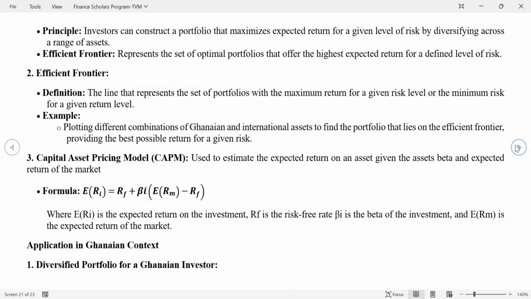And then you have the efficient frontier. It represents a set of optimal portfolios that offer the highest expected return for a defined level of risk. So you have different portfolios there. The efficient frontier just shows you which portfolio to choose that will get the highest return, whether for a low defined risk or a high defined risk. That's just what efficient means. It is a line that represents a set of portfolios with the maximum return for a given level of risk, or the minimum risk for a given return level. So you can read more on that in the book.